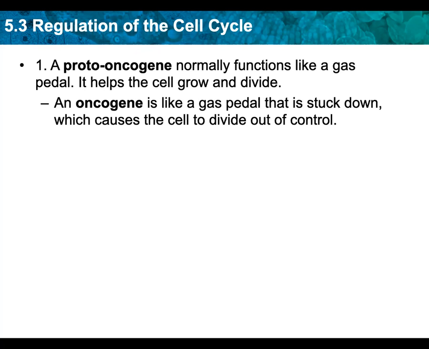So an oncogene though is a cancerous gene. Proto-oncogene is not a cancerous gene. An oncogene is a cancerous gene. So an oncogene is a gas pedal that's been stuck, where it's constantly pushed downward, and the cell is dividing out of control. So a cancerous cell would have an oncogene, a normal healthy cell would have a proto-oncogene.